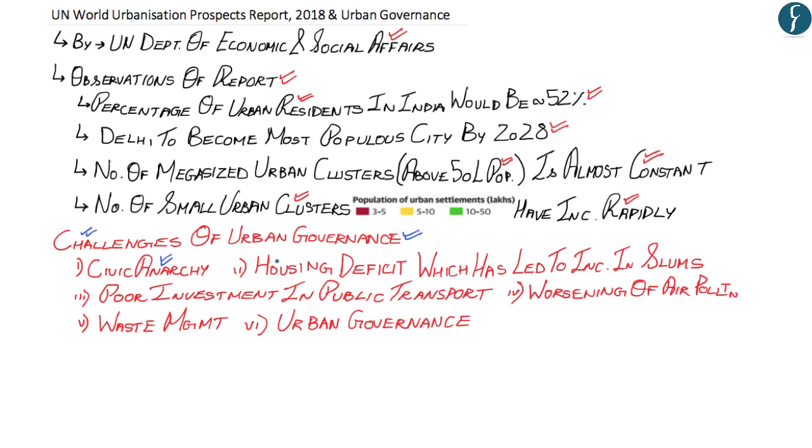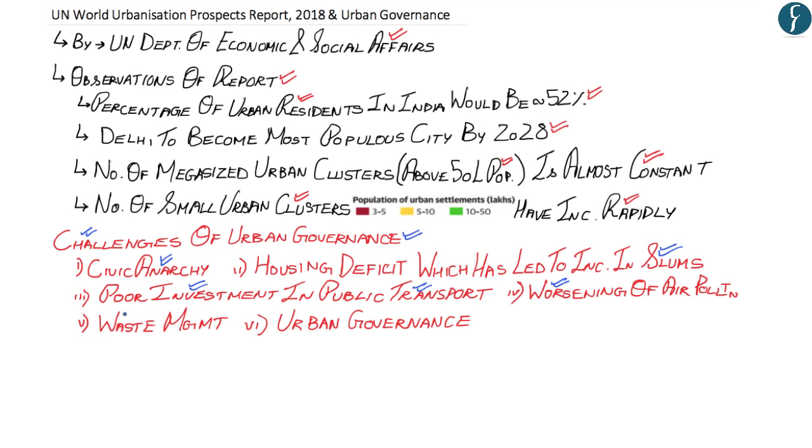The second challenge highlighted in the article is that the housing deficit in Indian cities has led to an increase in the slums. The third challenge highlighted in the article is that the poor investment in public transport has led to an increase in the number of private vehicles on the roads, which in turn has caused the fourth challenge, which is the worsening of air pollution in urban Indian cities, wherein the recent report of the World Health Organization shows 14 Indian cities among the top 20 worldwide with the world's worst air quality.